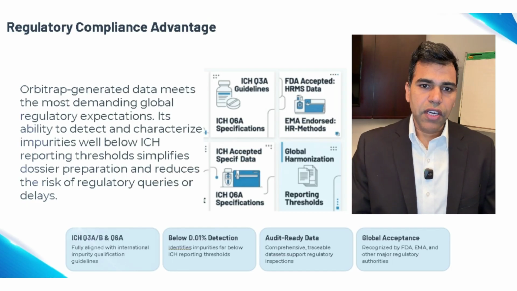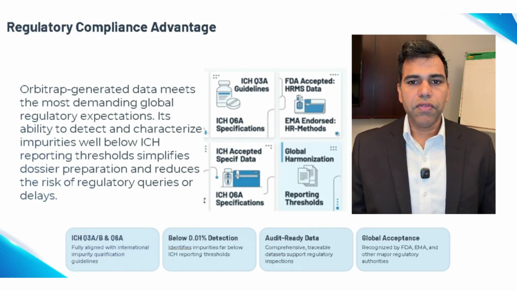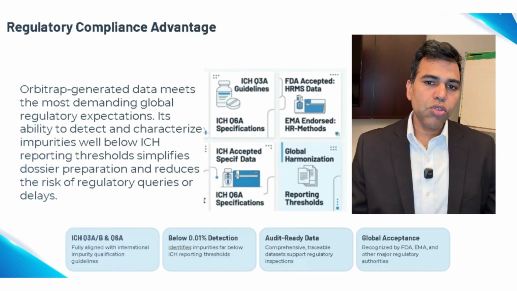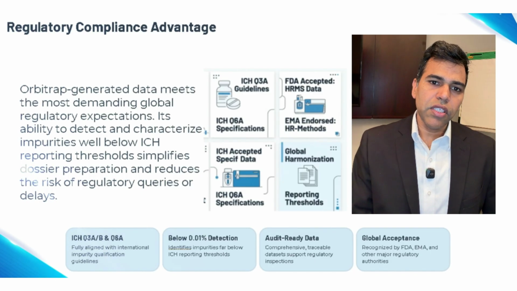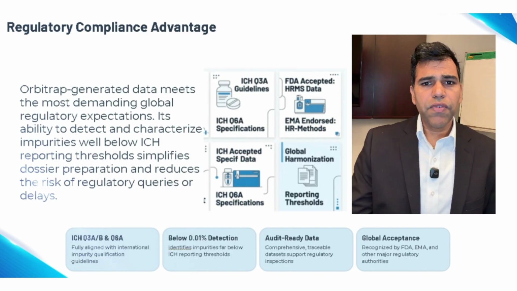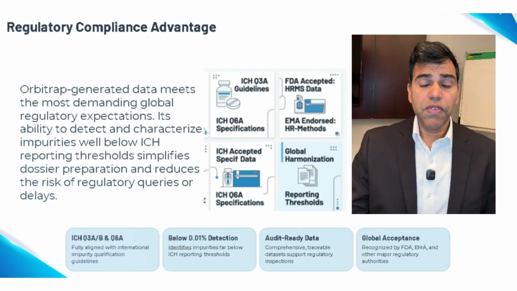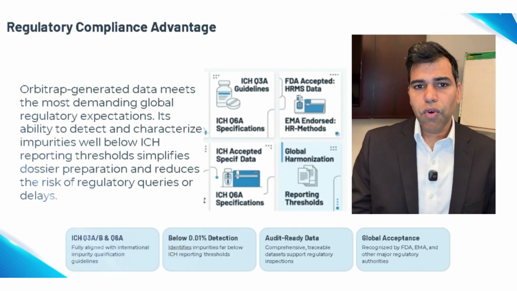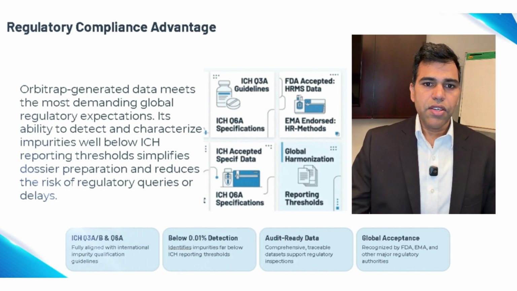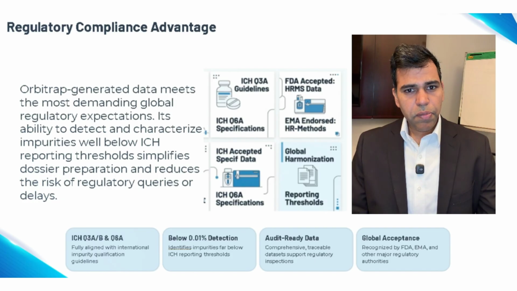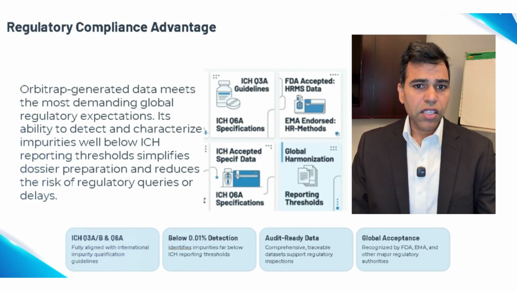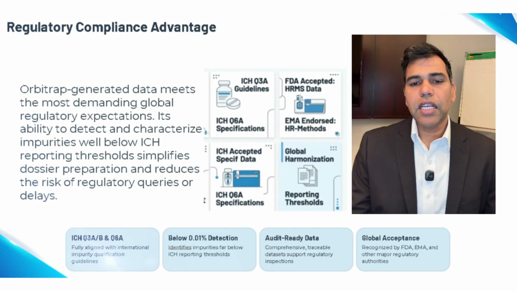Regulatory compliance advantage. From a regulatory perspective, Orbitrap data is as strong as it gets. The instrument routinely detects impurities well below the 0.1% ICH reporting threshold. We are often working at 0.05%, even 0.01%. What that kind of sensitivity means is you are not just meeting the guidelines, you are ahead of them. Your dossier becomes more comprehensive, your data package more robust, and your chances of receiving regulatory queries significantly reduced.